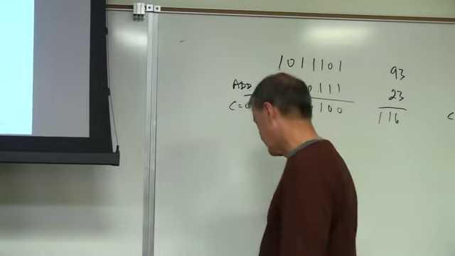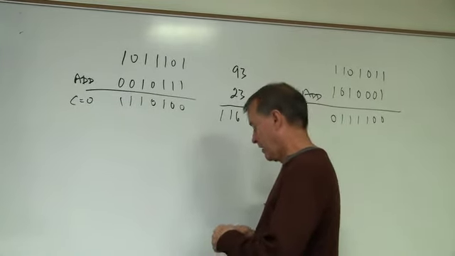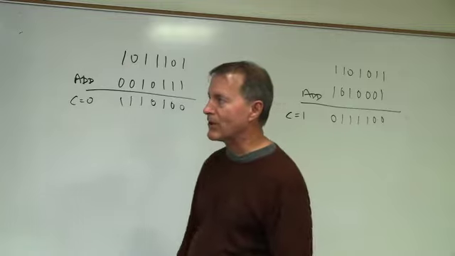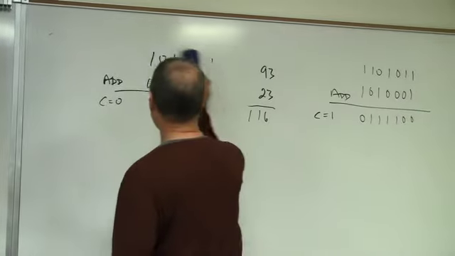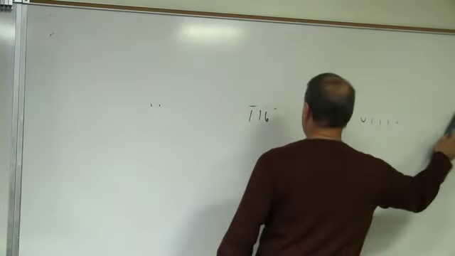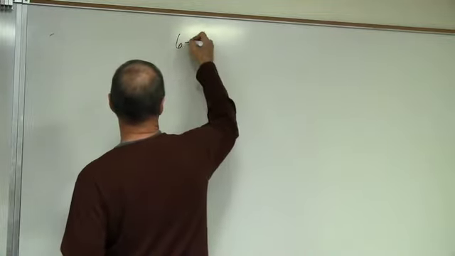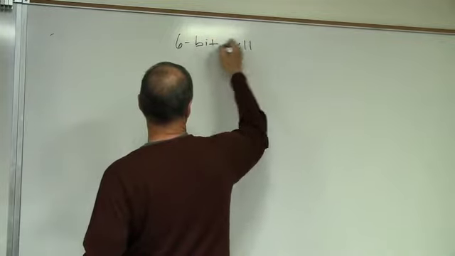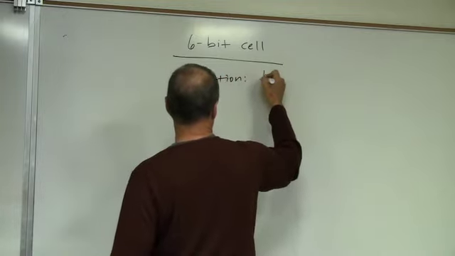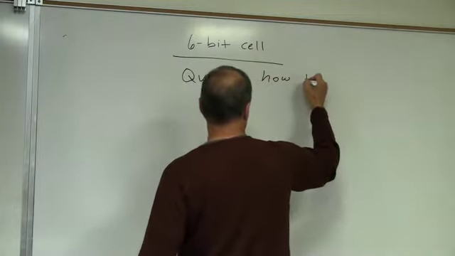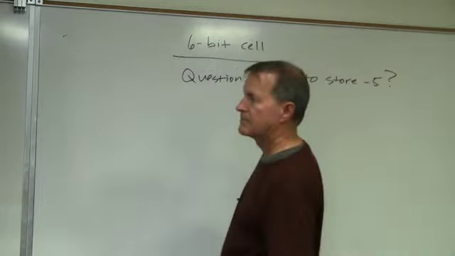Okay, now the question comes: how are we going to store a negative number? In figure 3.7, instead of a 7-bit cell, let's suppose we have a 6-bit cell. My question is this: how to store -5?